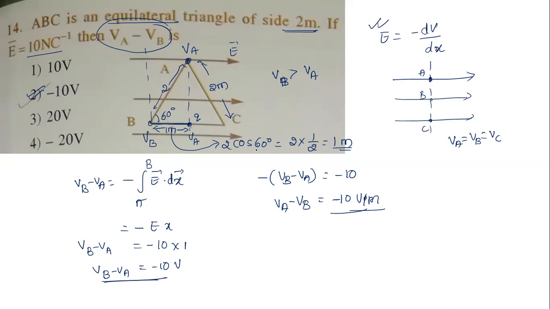Yes or no? Okay, one more thing here, I need to give you more clarification. V_BA is minus E, and we got minus 10. So it should become plus, right? Yes or no? It should become plus, right? But it does not become plus 10 now. Why? Why is it negative only?